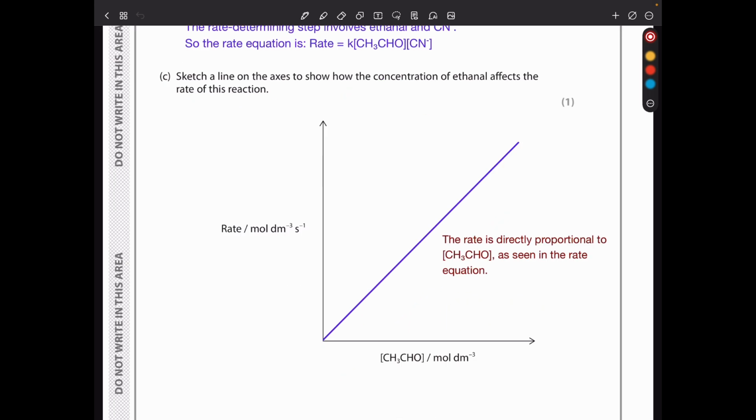Sketch a line on the axis to show how the concentration of ethanal affects the rate of this reaction. The rate is directly proportional to the concentration of ethanal, so it's going to be a straight line going through the origin.